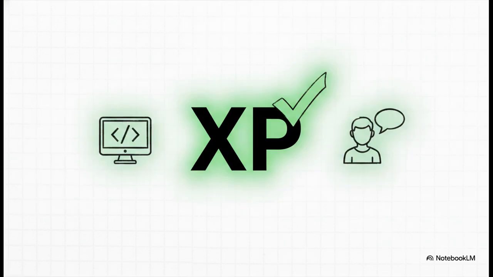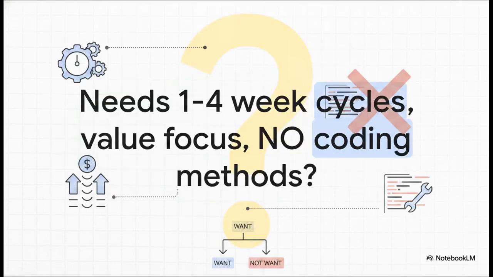XP is the clear winner here. Why? Because XP explicitly prescribes those technical engineering practices to ensure code maintainability. Plus, on-site customer is a direct XP value. Scrum would completely fail this scenario because, remember, it explicitly does not prescribe technical practices. Moving right along to question 2.